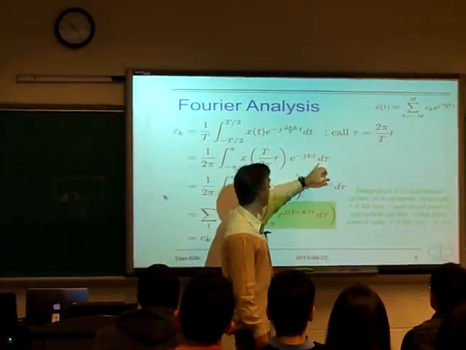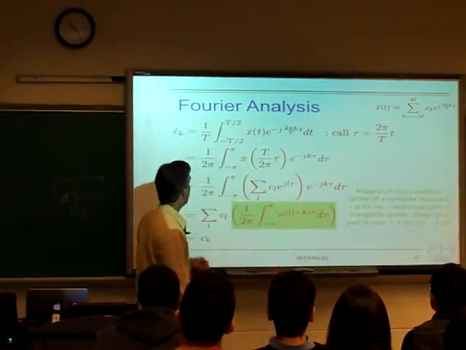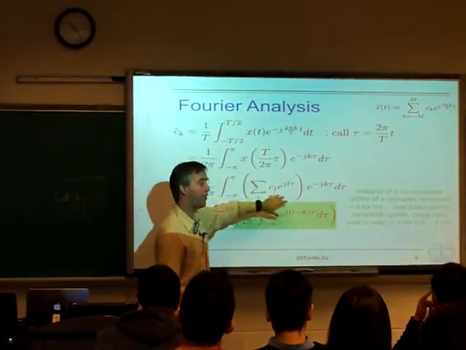K is an integer. Sorry, tau is the time axis that has one period in 2 pi. But now we substitute in for x the assumed form of our Fourier synthesis, right?